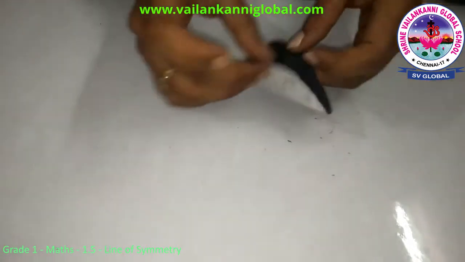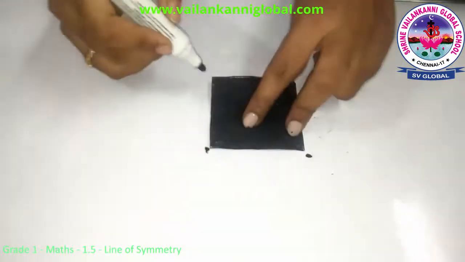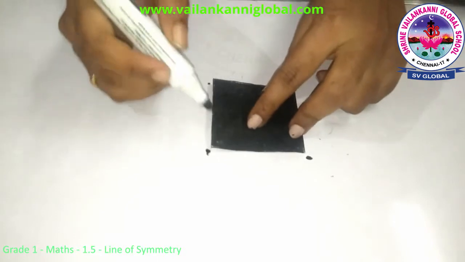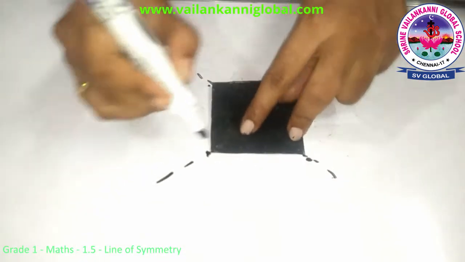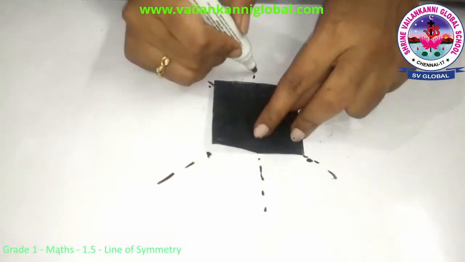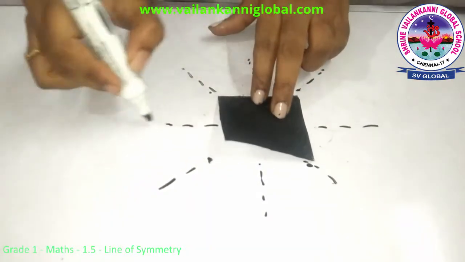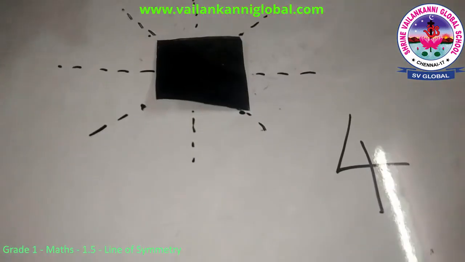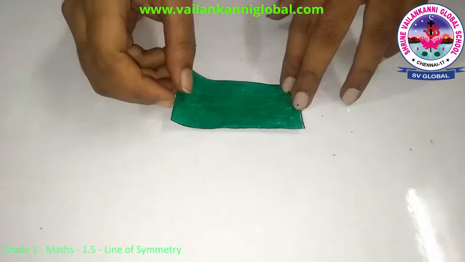So if you can see, a square has four corners and four lines of symmetry. So this is one line of symmetry. This is another line of symmetry. This is one line of symmetry, and this is another line of symmetry. So there are four lines of symmetry for a square.